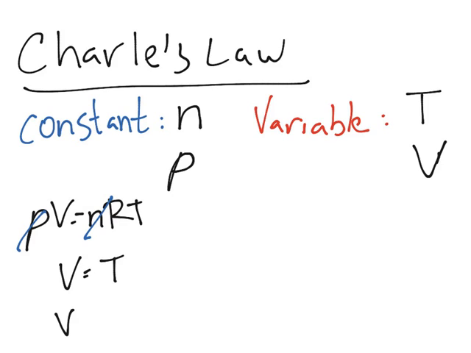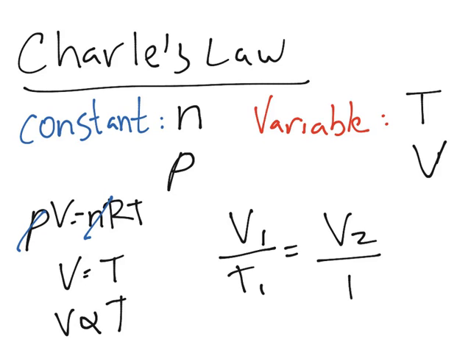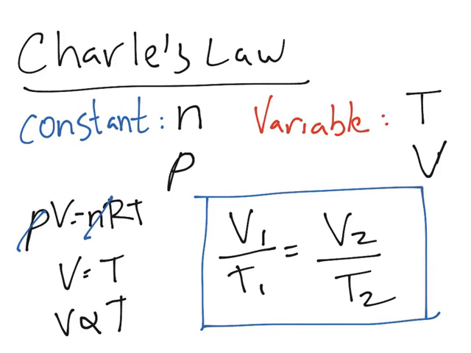So the volume is proportional to the T. So, in other words, as the volume increases, so will the temperature. So then we will get this formula. V1 over T1 is equal to V2 over T2. So this is the Charles equation, Charles's law equation.